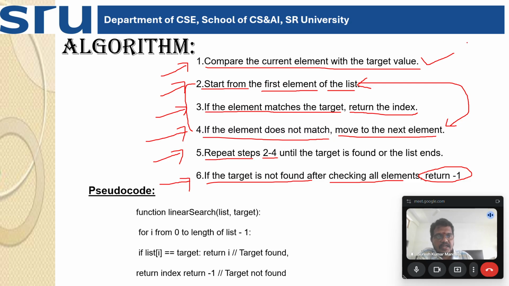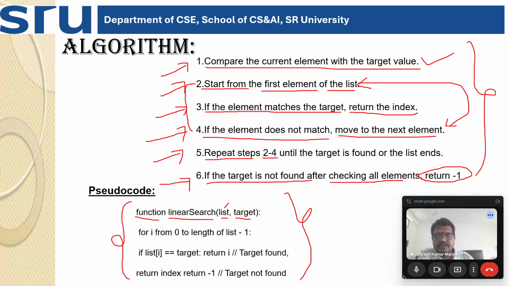Based on this algorithm, I will develop some pseudocode. What is pseudocode? It is rough code. Within that, I declare a function named linear search with two parameters. One parameter is a list, which contains all the values present in the array. The other is the target value, which is the value you want to search for in the list.